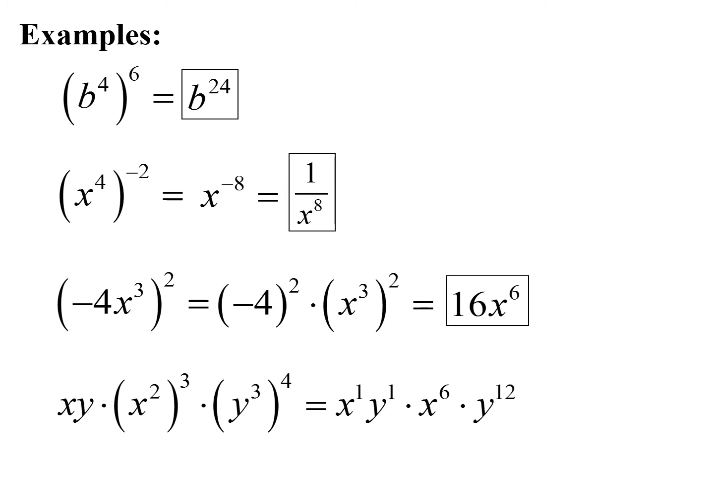Now I want to do the product of powers. So remember that multiplication is commutative, which means I can switch the order. So in my mind, I'm going to think of it as multiplying my x's together first, then multiplying my y's together second. So x to the 1st power times x to the 6th power, I'm going to add my exponents. 1 plus 6 is 7. So I get x to the 7th power.